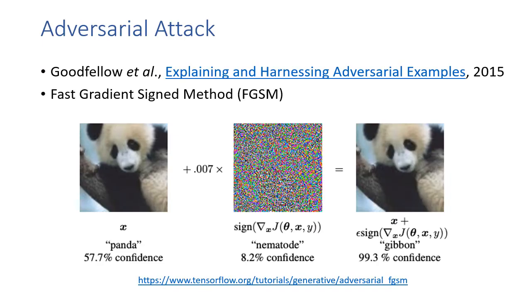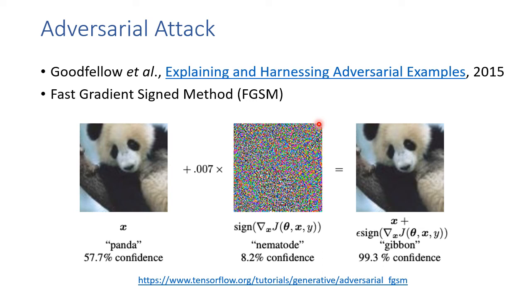GANs can also be used for adversarial attack. This was proposed by Ian Goodfellow. Ian found that we can train a model to learn some noise, that if we add the noise into the original image, humans cannot tell the difference. However, the noise can cheat the deep learning model and make the model believe this is another image. This is because deep neural networks are sensitive to noise, sensitive to parameter changes.